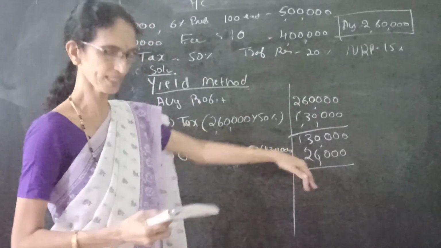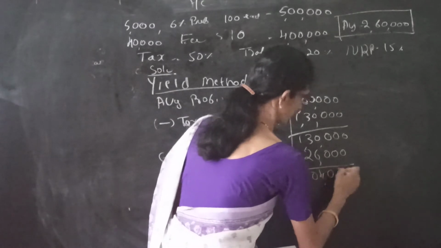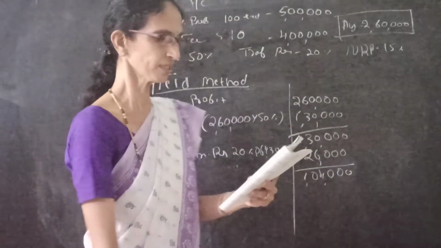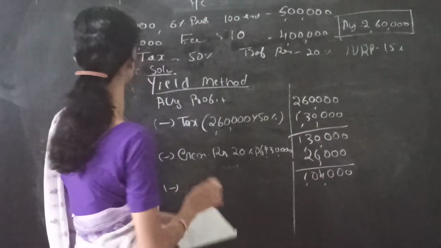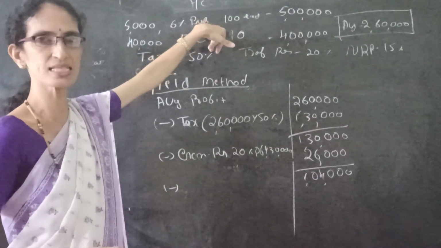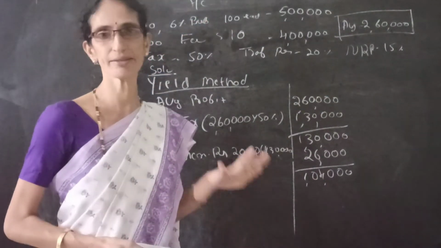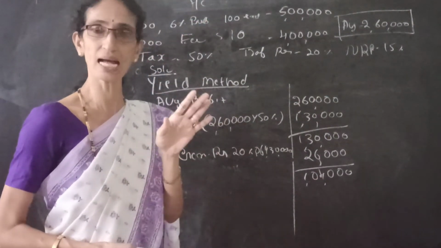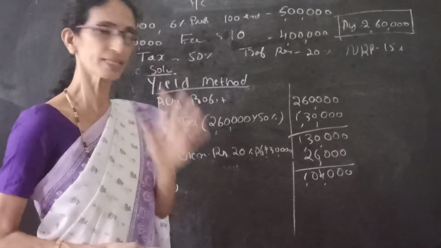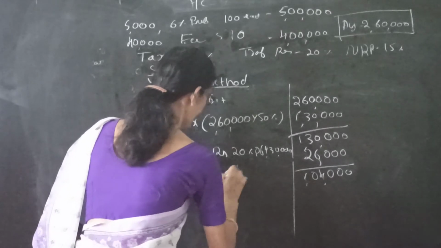We get 26,000. Deduct it. We get 1,04,000. So next we have to deduct here. See here in this problem preference shares is given. If the preference shares is given, then only we have to deduct the dividend. Preferential dividend, not equity dividend. It is the preferential dividend we have to deduct. So less preferential dividend.